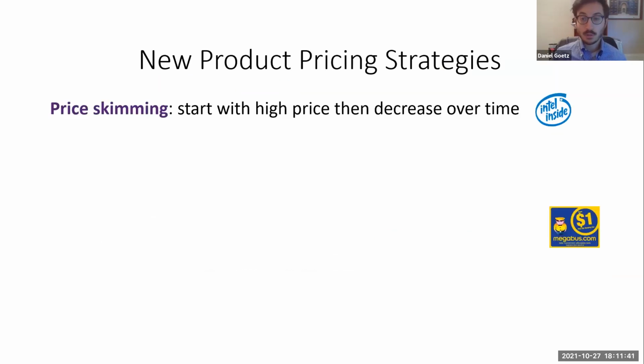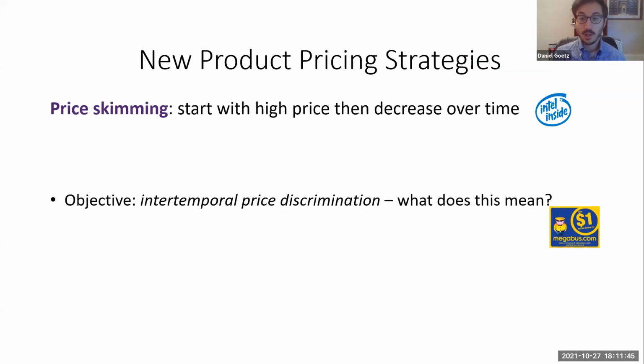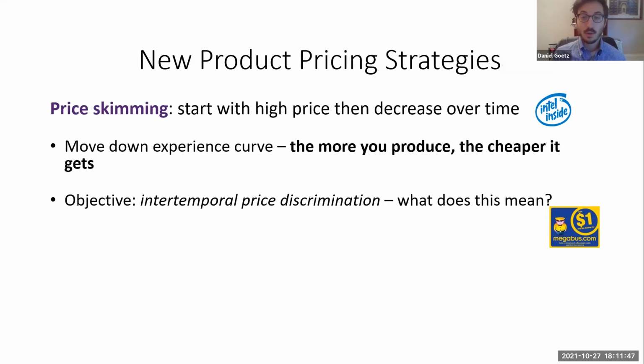So, new product pricing strategies: when you price skim, you start high and you decrease over time. And what happens is you're moving down the experience curve. This is one justification why it might make sense to price skim, because as you make more and more, the cost of it gets lower and lower, right? That's what we mean by moving down the experience curve. The price decreases as we make more. We get better at making it, right?